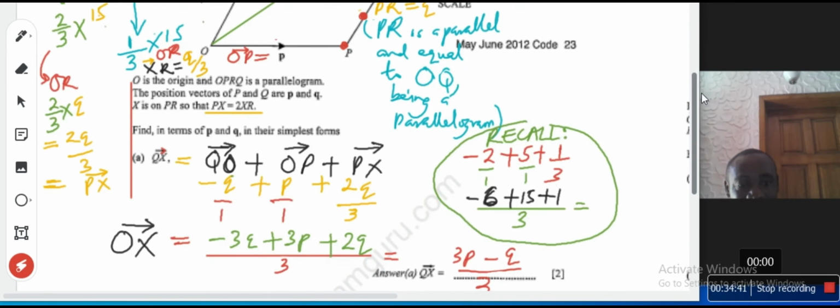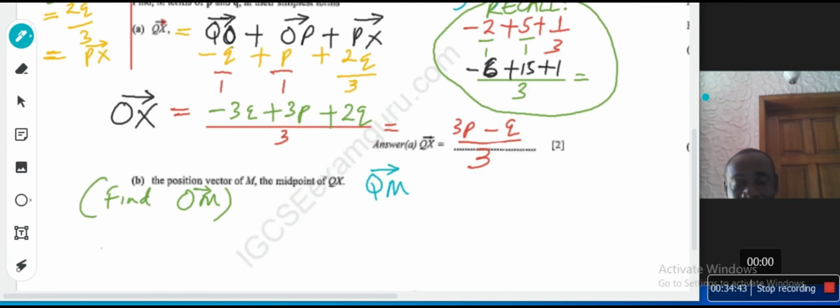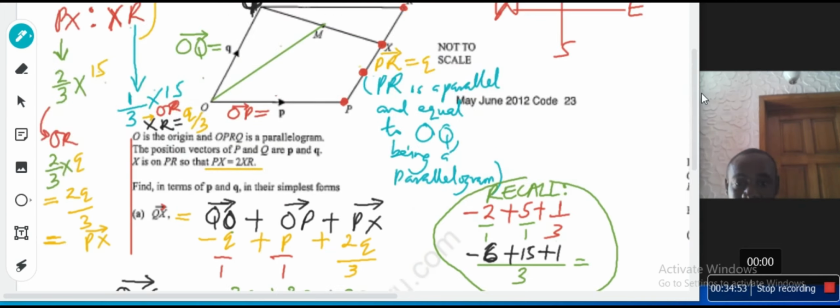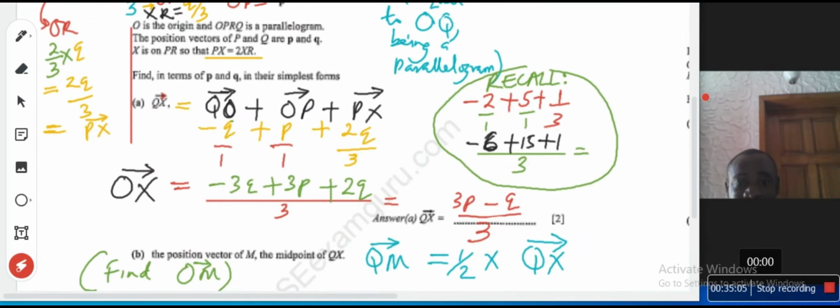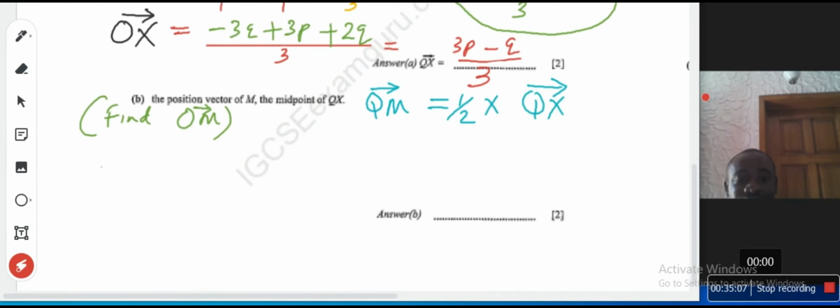QM is half of QX because M is the midpoint. It is half times QX. That's what I'm telling you. Did you just see what I wrote? QM is half times QX. Q to M is half of everything from Q to X. And we know Q to X, so we just multiply it by half. So let's multiply it by half. What do we get?